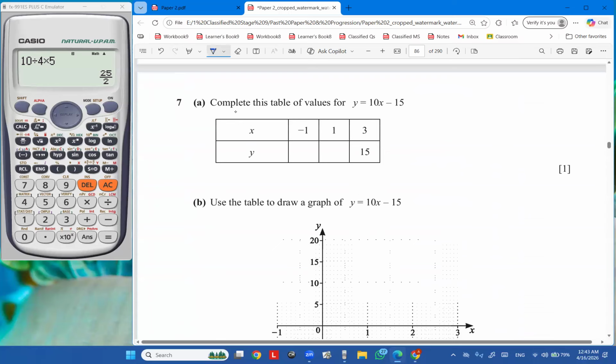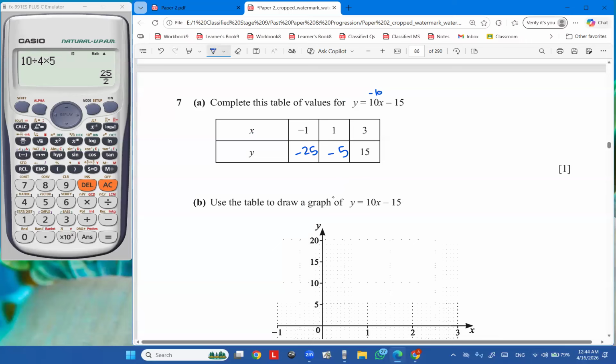The next question here is saying to you, complete this table of values for y equals 10x minus 15. For x equals -1, you're going to just substitute x with -1, so it's going to give you -10 minus 15, which is -25. And here is 10 times 1, which is 10, minus 15 is going to give you exactly -5.